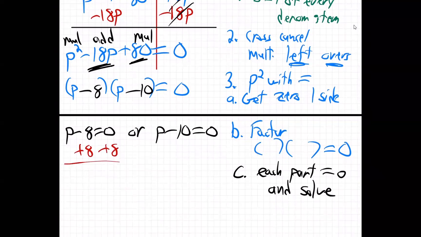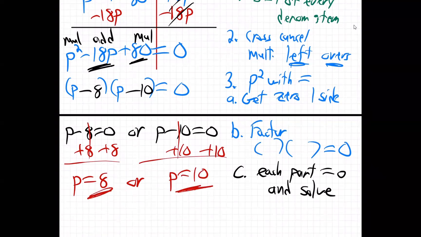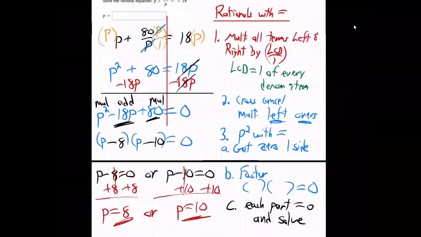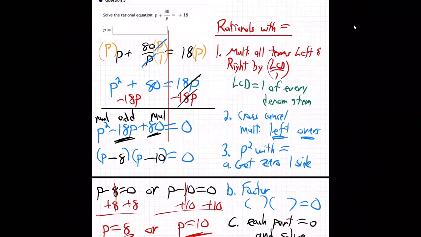Add 8 to both sides. Boom. P is 8, or add 10 to both sides. Boom. P is 8 or P is 10. So they're both possible answers, 8 or 10. So you put them in with a comma like that, 8, 10. You could put the 10 first and the 8. The order doesn't matter. You got to give both answers separated by a comma. 8 and 10 are the two answers to that problem. There's actually two possible answers that will make that true.